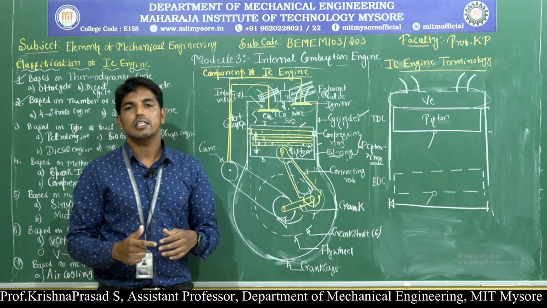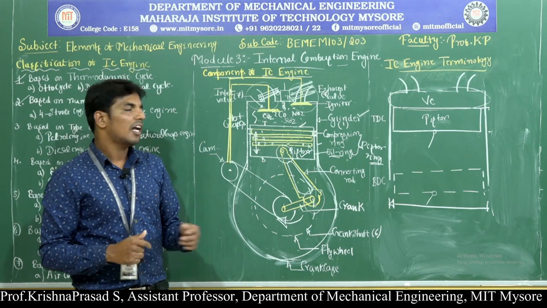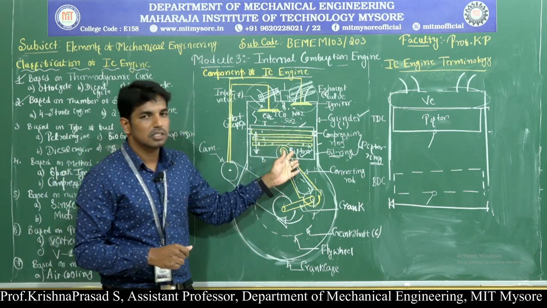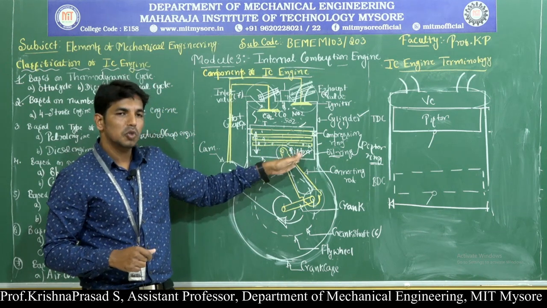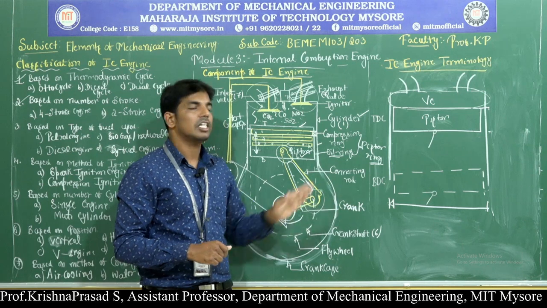Second one, piston. The piston is a movable component and it reciprocates inside the engine cylinder, and due to the combustion of the fuel, whatever the power developed, it exerts the force on the piston, and the piston transfers its motion to the crankshaft through intermediate mechanisms like crank and connecting rod.